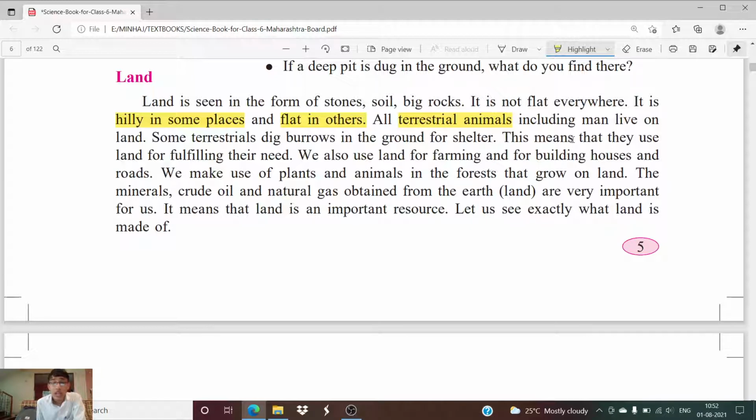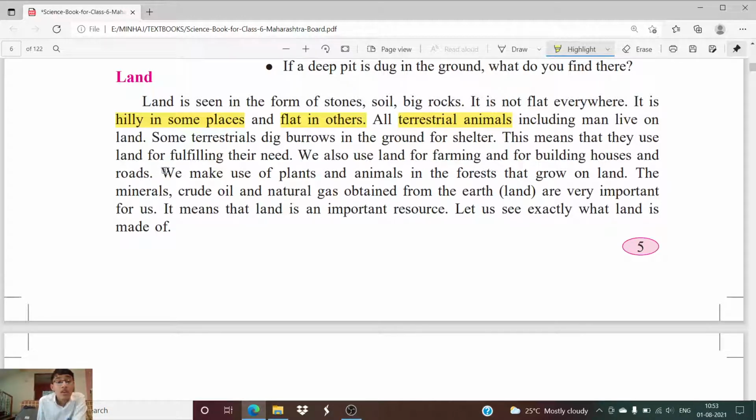This means that they use land for fulfilling their needs. What does it clarify to us? That we use land for our own needs. We also use land for farming and for building houses and roads. We use farming methods, we produce crops on land. We build houses, and we have built roads on the land for transportation, for traveling.